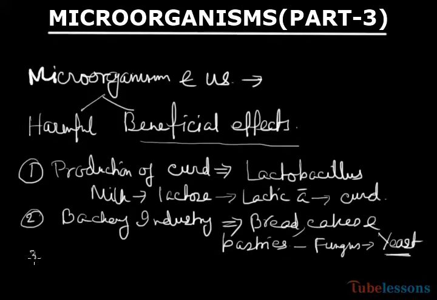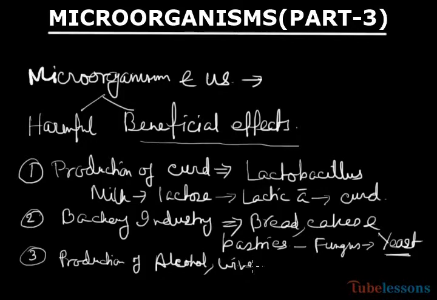Next we come to number 3. Production of alcohol, wine and acetic acid or vinegar. Mostly alcohol, wine or vinegar, another commercial material which is being produced with the help of microorganisms. Here also the fungus yeast is helpful.